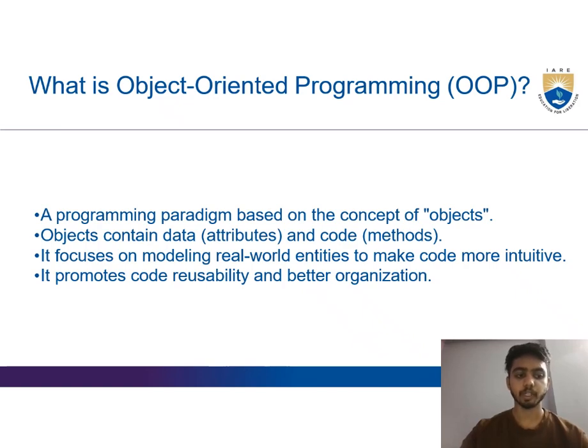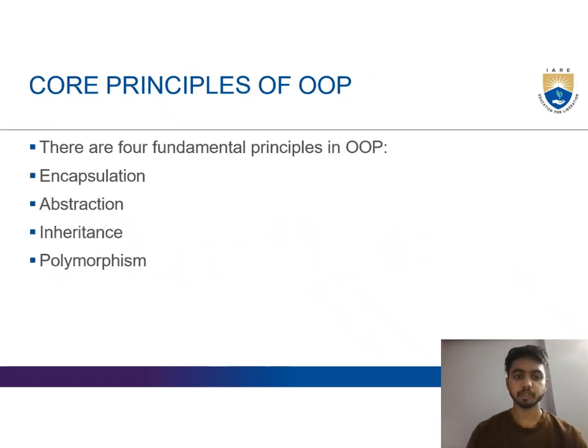It allows programmers to model real-world systems directly in code and improves reusability and organization, which are very important in large-scale web applications. Core principles of OOPS. There are four fundamental principles in OOPS: encapsulation, abstraction, inheritance, and polymorphism. We will go through each one with definitions and examples to see how they work together.